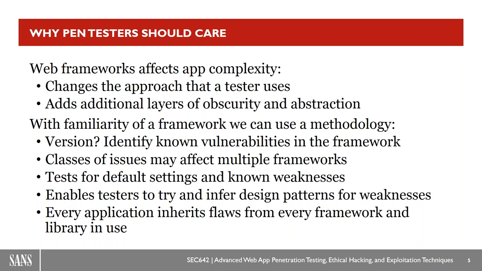If we can identify which one is there, identify a version, we can just look for known vulnerabilities and weaknesses. Common default settings, common ways of setting up. In fact, many people who use a framework will tend to solve problems the same way, and that may introduce known weaknesses or habits. We can look for these design patterns, weaknesses, and the key aspect of every framework is every application written in that framework inherits all the flaws from the framework and every library it uses. So that's the setup. Again, talking mostly about Java, we'll talk about Struts, and some of the underlying libraries.